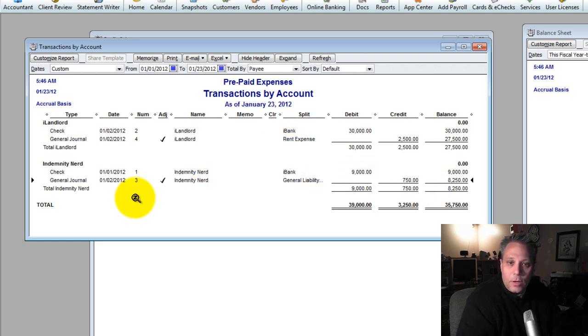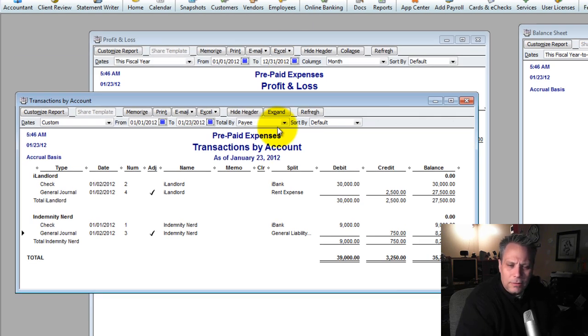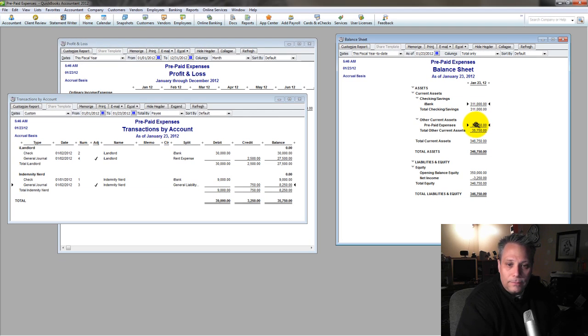So to me, knowing that I can do this enables me to keep the balance sheet nice and clean. I really only need one prepaid expense account for all of it. And I can subtotal this report when I drill into this by payee, and of course I can memorize this. So that, my friends, is how I deal with prepaid expenses.